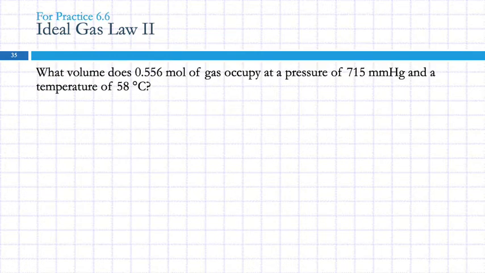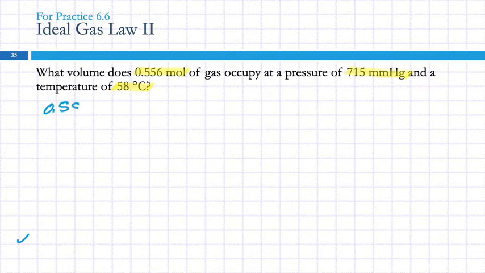What volume does 0.556 moles of gas occupy at a pressure of 715 millimeters of mercury and a temperature of 58 degrees Celsius? Do we see anything changing? No. So this is not going to be Boyle's law or Charles' law. It's going to be the ideal gas law. So you can make a table if you want, or you can just pull out the numbers and label them. So here I've got moles of gas, and I've got millimeters of mercury, and I got 58 degrees Celsius.